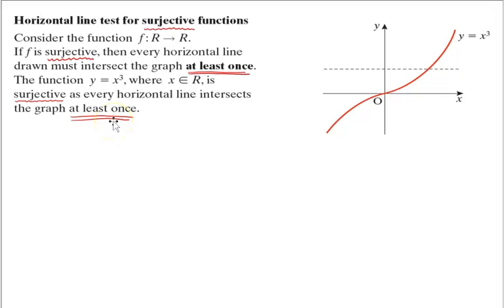So again, we have our red curve that represents the function y equals x cubed. And again, we have a horizontal line that's parallel with the x-axis. And if we were to move this line up or move it down, it will intersect the graph at least once.